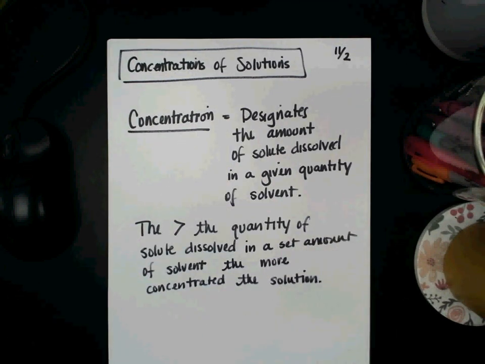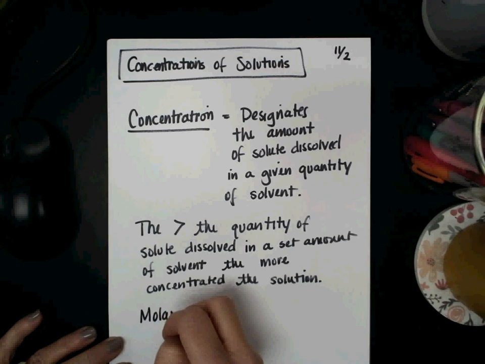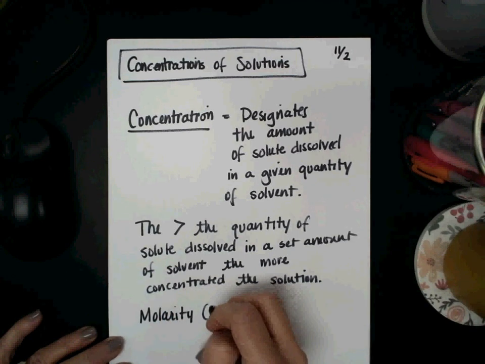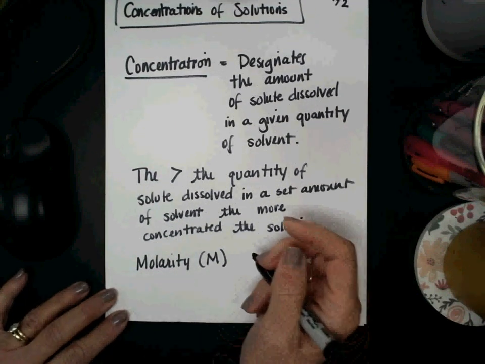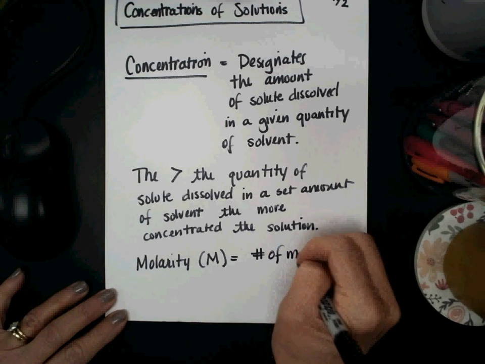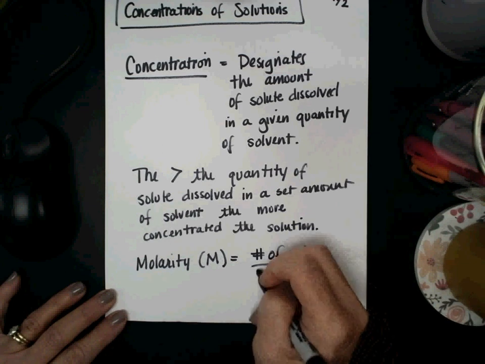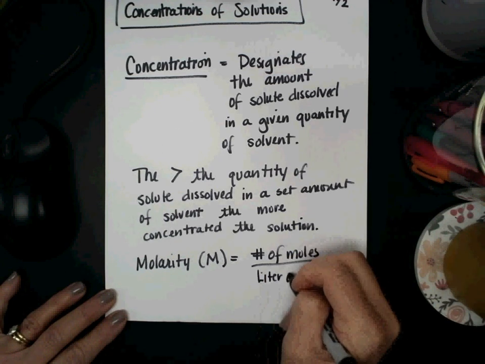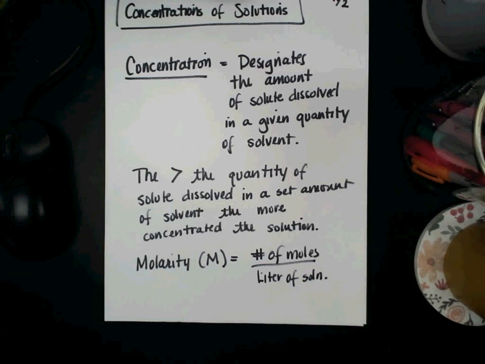The most common way that we measure concentration is molarity, which is just a capital M. And it is equal to the number of moles of a substance per liter of solution. And that SOLN is the abbreviation for solution. So it's moles per liter when you read that.